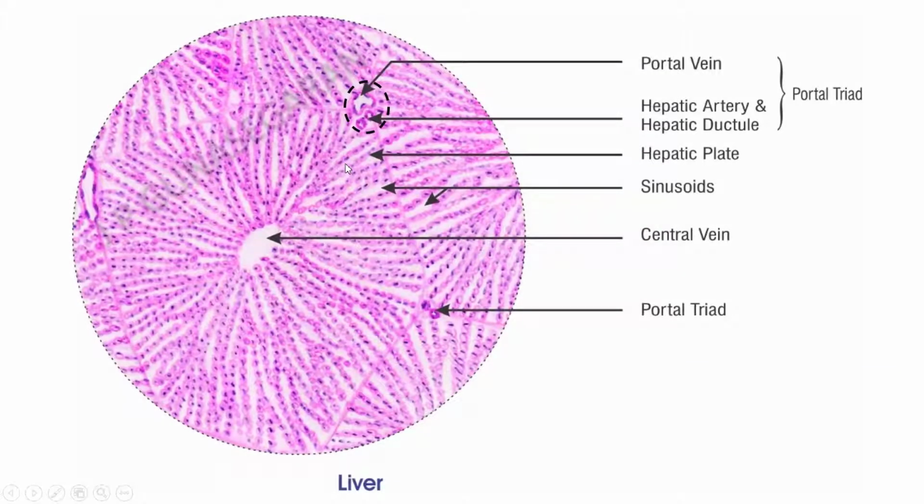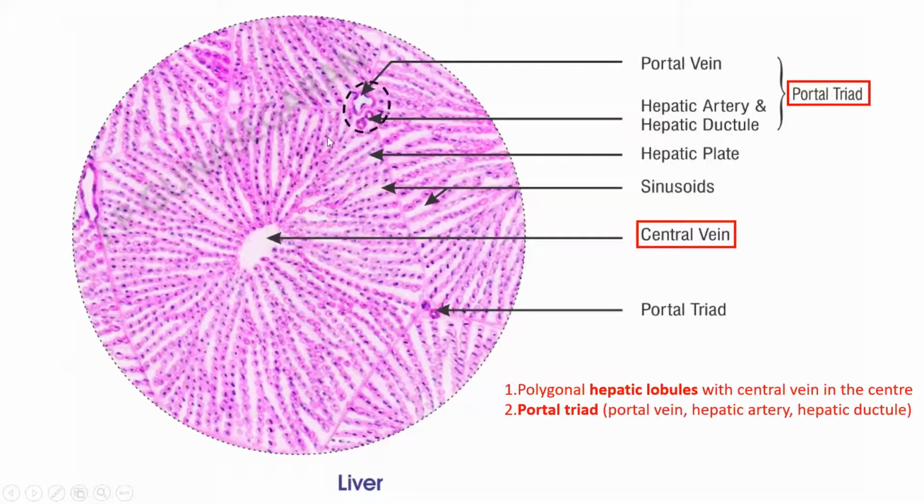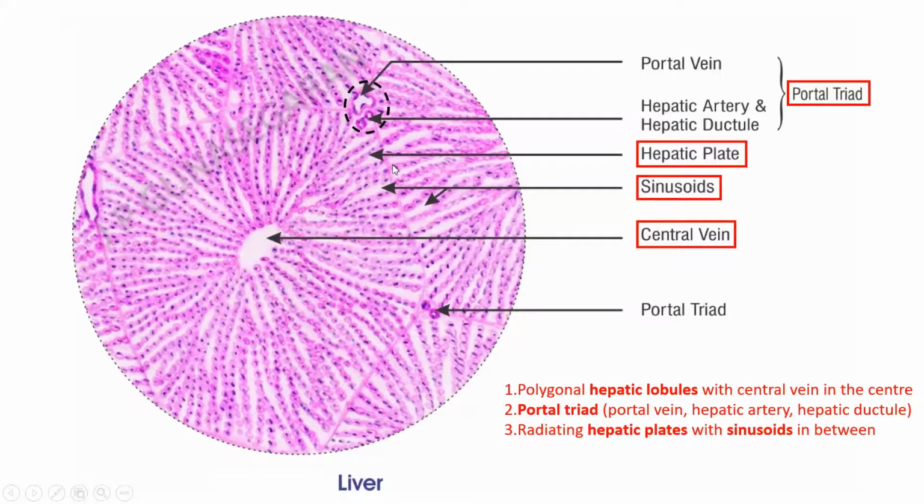This is an H&E drawing of liver which can be identified by the presence of the polygonal hepatic lobules with the central vein in the center, the portal triad at the corners of the hepatic lobules containing the portal vein, hepatic artery and hepatic ductules. And lastly, we have the radiating hepatic plates with sinusoids in between.